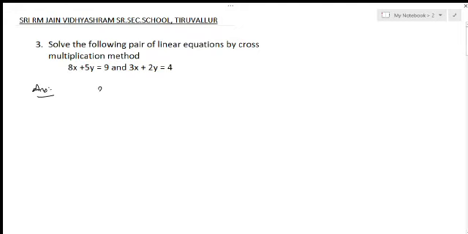So 8x plus 5y minus 9 equal to 0. Let this be equation 1. 3x plus 2y minus 4 equal to 0. Let this be equation 2.